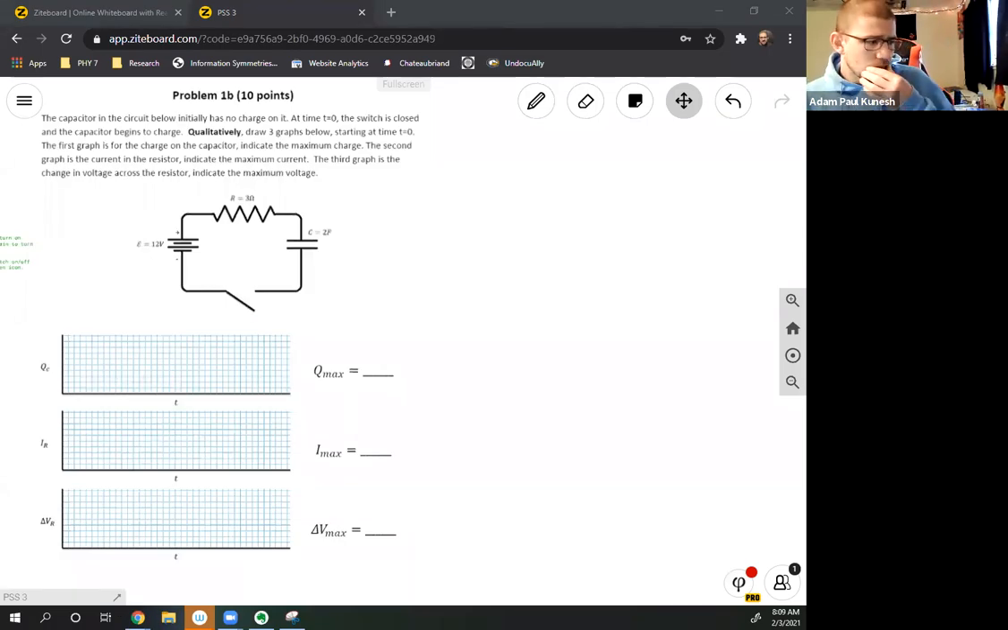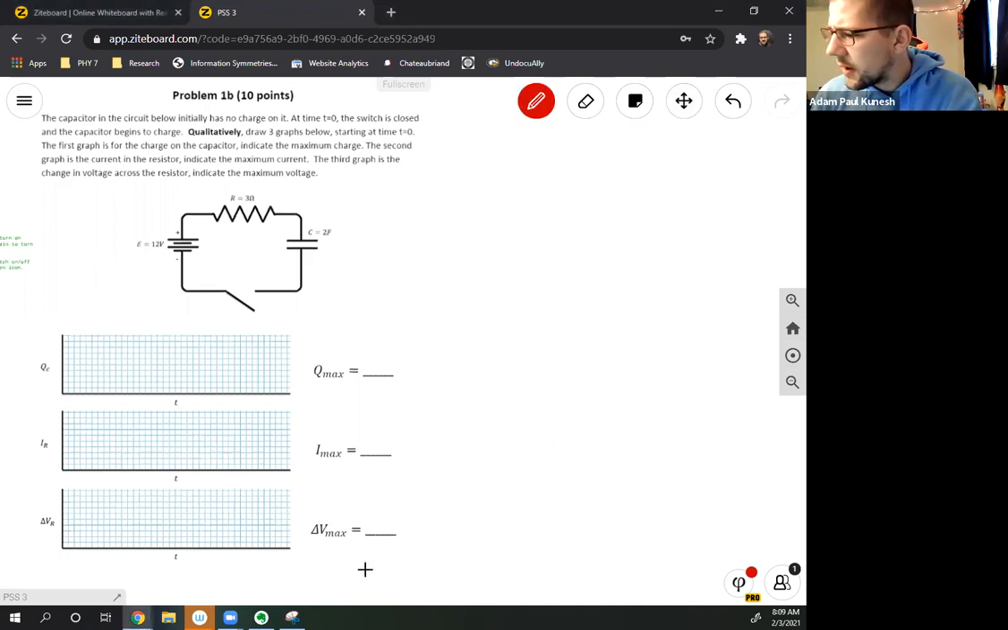Okay, so for those of us joining from the future, this is Final 5, question 1B on an exponential decay in an electrical circuit. So we're going to look at charge, current, and voltage in this, what do you call this? RC circuit, resistor capacitor circuit.